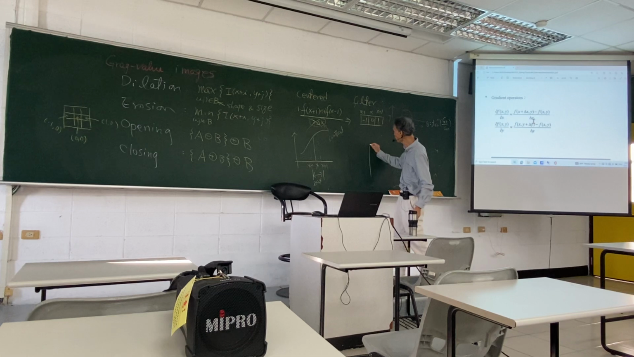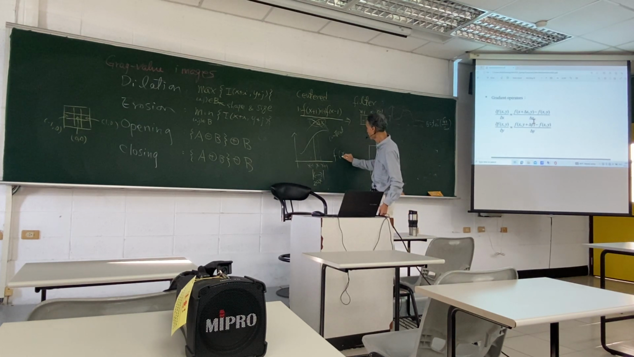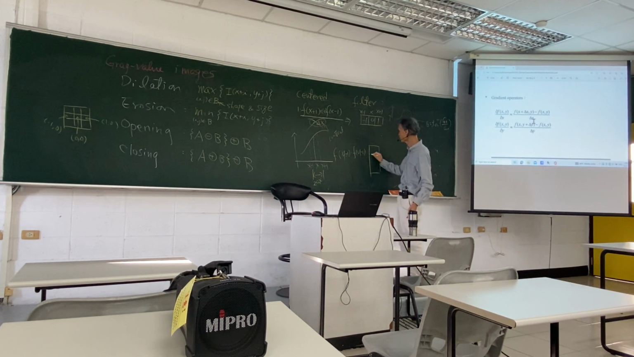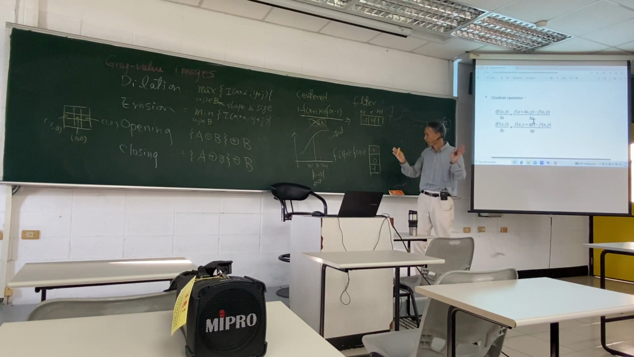What about the filter for y? The same here. So that will be the same here. 0, minus 1 and 1. It doesn't matter. If it's 1, then it's got to be minus 1. It doesn't matter. Okay? So if this is y, this is y minus 1, and this has got to be y plus 1. That's it.